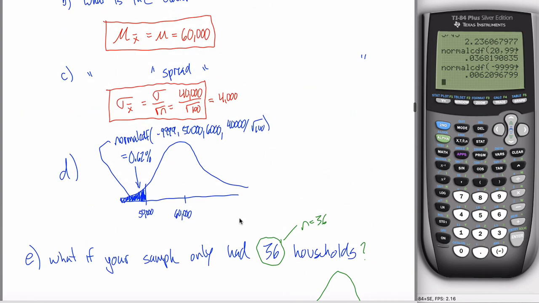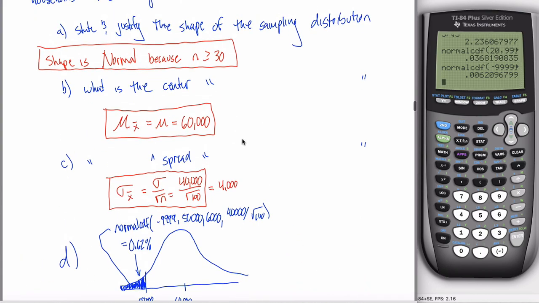To calculate this area, I need to know what the spread is. So this is the same. This is the same. This is not the same. Sigma sub x bar will be different because it's still sigma divided by the square root of n, but now n is 36, not 100. So it's 40,000 divided by the square root of 36. I don't know what that is off the top of my head. I mean, it's 40,000 divided by 6. You could ballpark it. It's like 7,000, give or take, a little bit less than 7,000. The point is the spread is bigger.